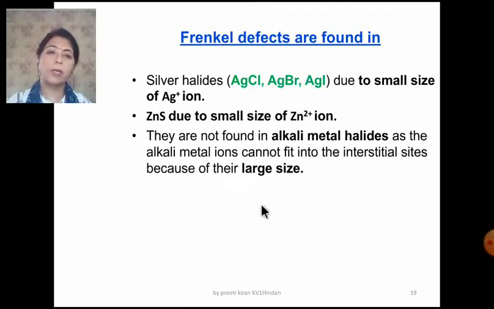It's a frequently asked question which type of defect is present in the silver halides or the zinc sulfide, and they ask the reason also. So whenever it is a question regarding the silver halides and the zinc sulfide, you can write that the Frenkel defect is present, and the reason is the cations are smaller in size and they can very well occupy the interstitial sites. And this defect is not shown by the alkali metal halides because the alkali metals like sodium, potassium, etc., have large sized cations.